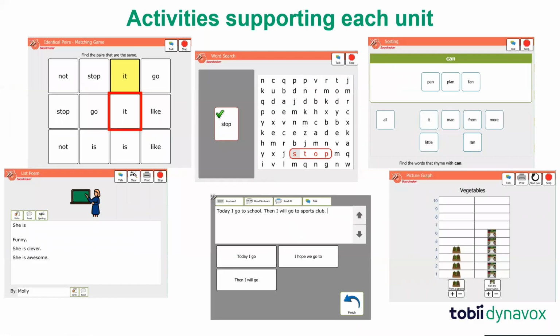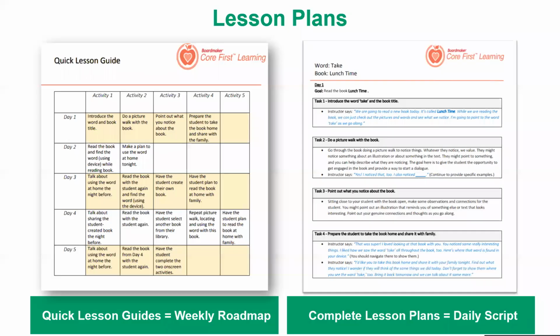Along with the books, you also get supporting activities. So here's a range of them, and they'll vary, but you get 3 for each word. So it could be something like a matching game. It could be a word search. It could be sorting. It could be engaging in a writing activity or taking a poll. All of these activities are aimed at helping our learners find, use, and read these core words.